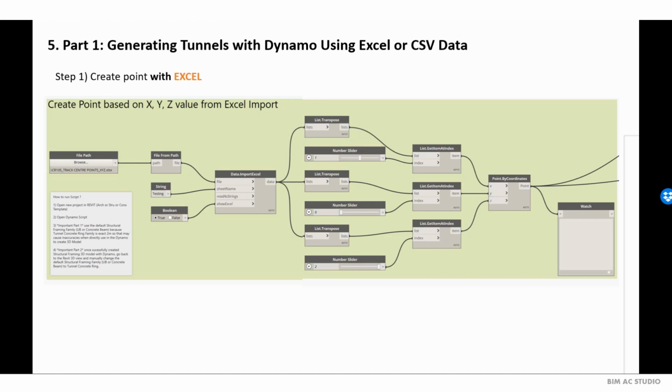Alright, so once you import your Excel data, after that you need to use the list.getItem at index, because your Excel data will include 3 columns: column A for the X, column B for the Y, and column C for the Z coordinate. So that's the reason you need to use the list.getItem at index node, in order to extract what information is for the X coordinate, what is for the Y coordinate, and what is for the Z coordinate. After that you can use the point.byCoordinates node.